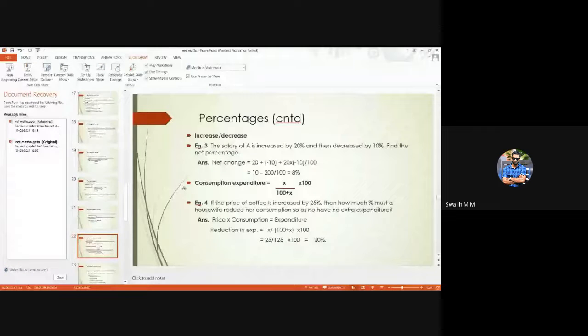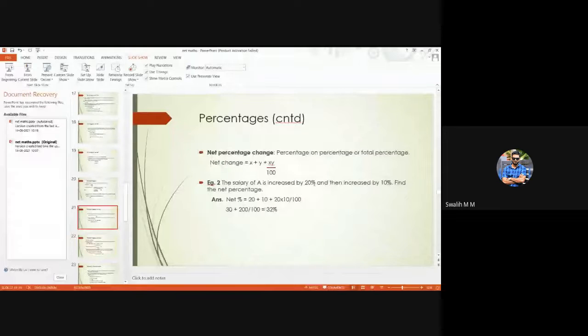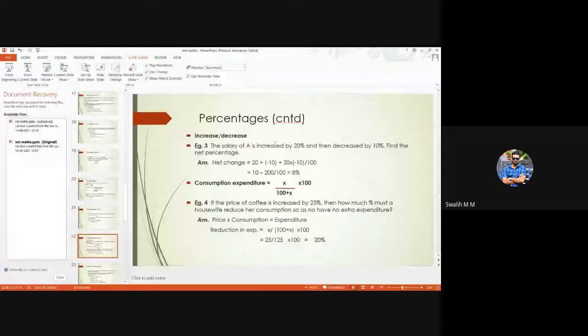Now another is, see here, the percentage is first increasing, again increasing. Sometimes it would be asked like this: a salary of A increased by 20%, then decreased by 10%. Find the net percentage change. You just do the same, but instead here you need to put the negative symbol as well. First 20 plus, then minus 10 plus 20 into minus 10 by 100. Instead of 10, you need to put minus 10 because it is decreased. So 20 minus 10 plus minus 200 by 100. That is 10 minus 2, which is 8. Got it?